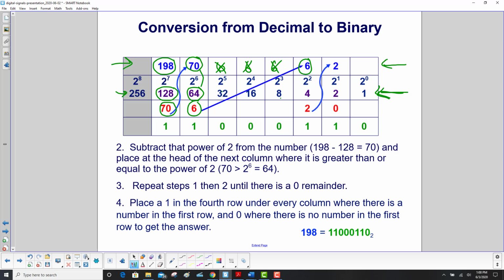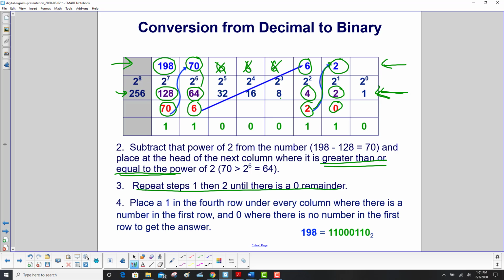6 minus 4 is 2. And now, I've been saying greater than, but I probably should have read this to you: greater than or equal to the power of 2. Because now I have 6 minus 4, and I get a 2. So I try to put 2 in the next column, see if it fits. Is 2 greater than or equal to 2? Sure, it's equal to it. Subtract, I get a 0. And now I'm done. I've got nobody else to put there. Okay, so we were repeating steps 1 and 2 until there was a 0 remainder.